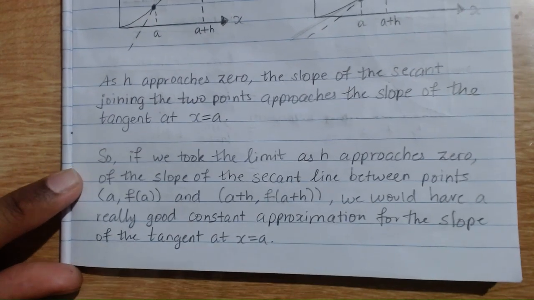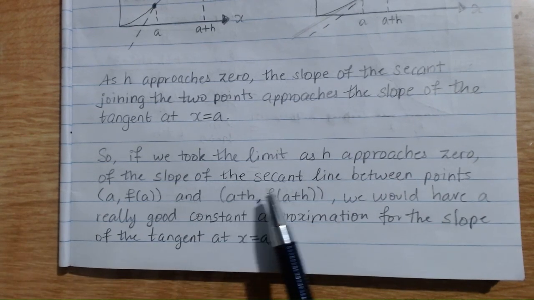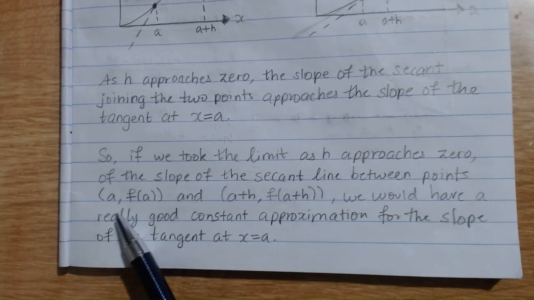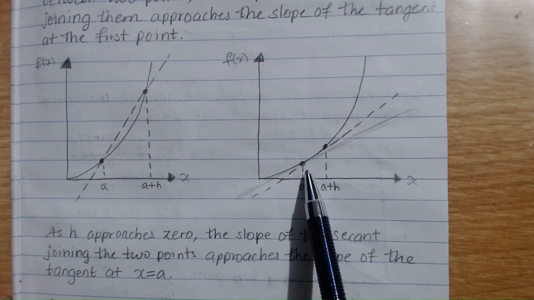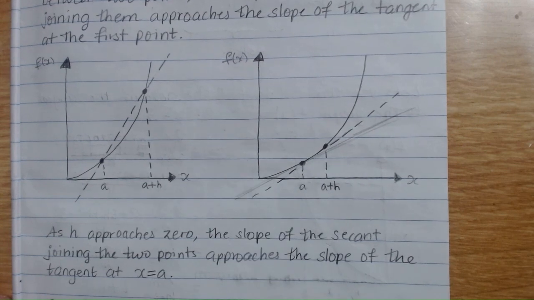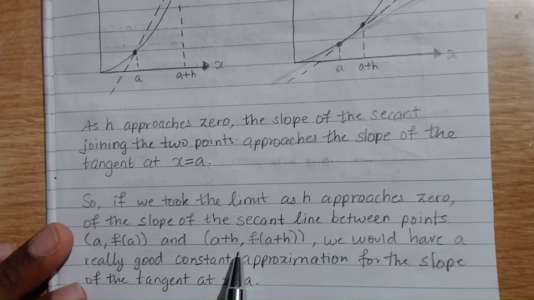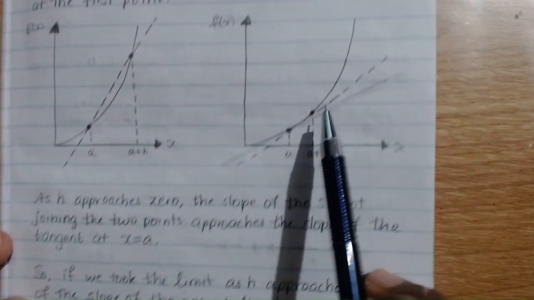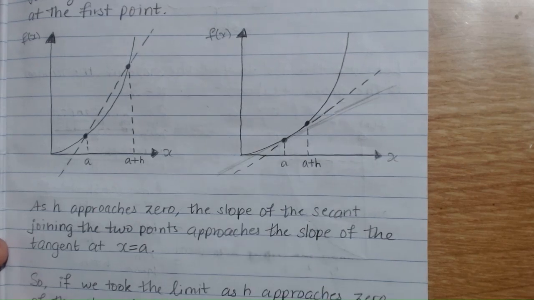So here's the interesting bit. What if we took the limit as h approaches 0 of the slope of the secant line between points a, f of a? Remember, a, f of a is that point right there. The x is a, and the corresponding y value is f of a. So I have that point, and the point a plus h, comma, f of a plus h. That's that point right there. a plus h is the x, and the y value is f of a plus h.